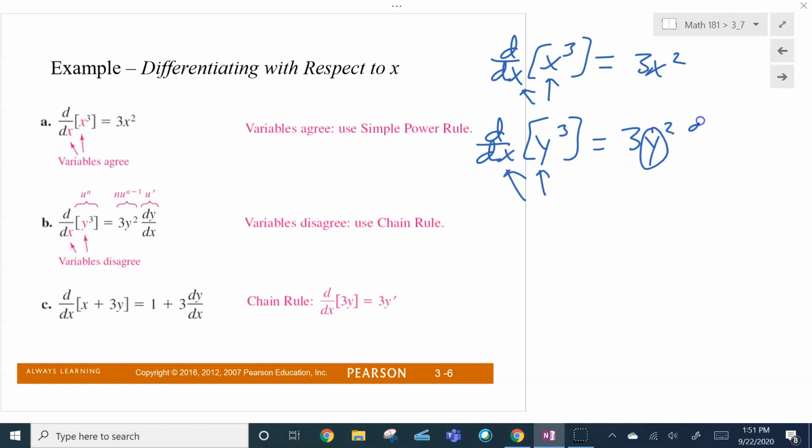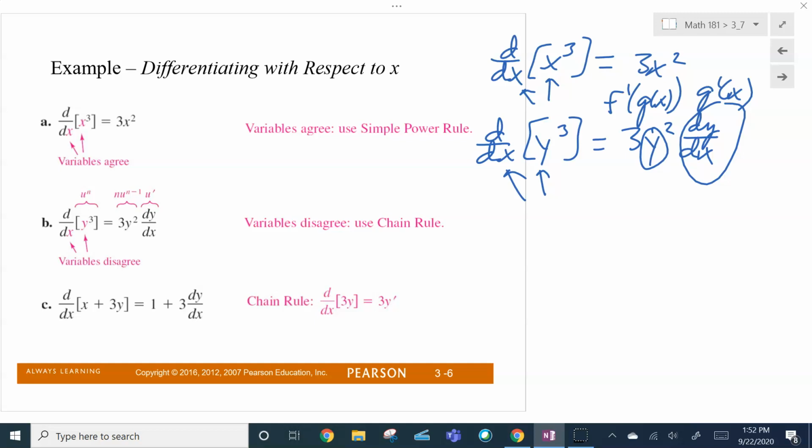And so what we're going to say is dy/dx, the derivative of the inside, if you will, because we're not sure what y is exactly. So we're just tacking on the chain rule. This is like the f prime of g of x, and this is the g prime of x, if you will. Because again, we're not quite sure. Variables disagree. We're not sure what y is. y could be something else.